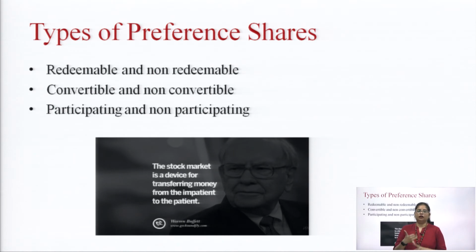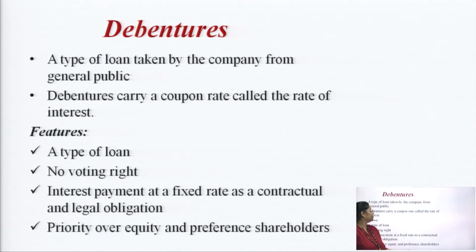So, based on the perpetual feature, we have the redeemable and the non-redeemable. Then based on the convertibility into equity shares, we have the convertible and the non-convertible, and for the participation of the shares in the extraordinary profits of the company, we have the classification participating and non-participating preference shares. Let us move on with the next avenue.